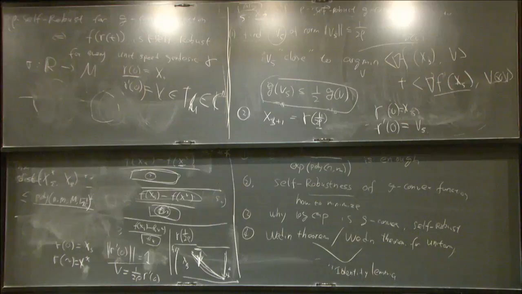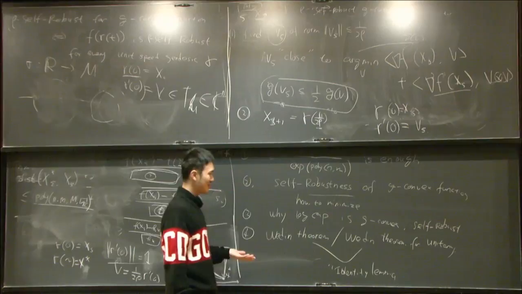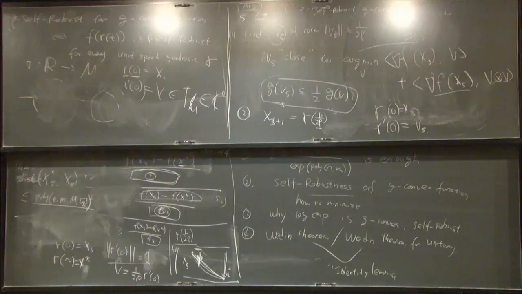So we finished how to minimize the self-robust function in general, and now I will start by showing why this log of complexity is geodesically convex and self-robust. And in this proof, you will probably see why it is self-robust but not self-concordant.